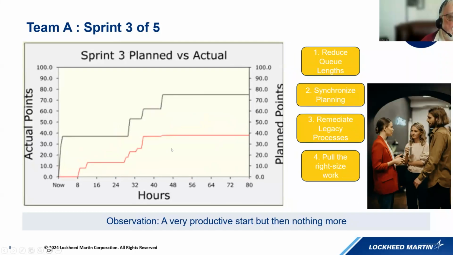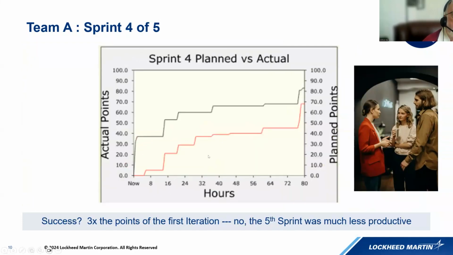Then in the next sprint, again, they quickly got up to around 38 points, which is about what they planned, but then nothing else happened. Nothing else was finished. But then they finished that in the fourth sprint, and they actually finished nearly 70 points.